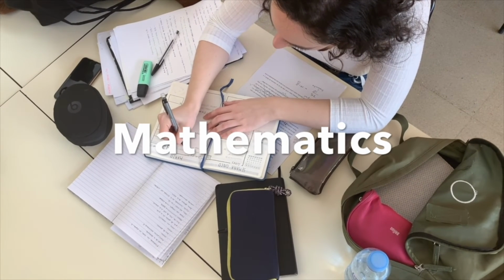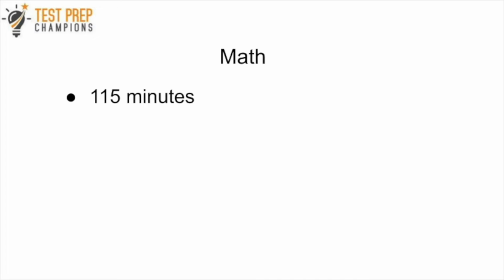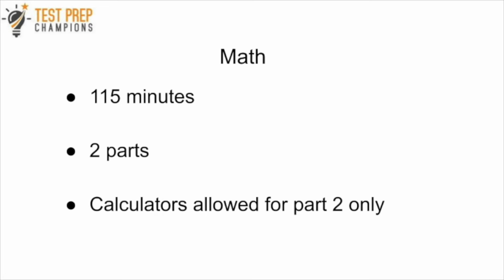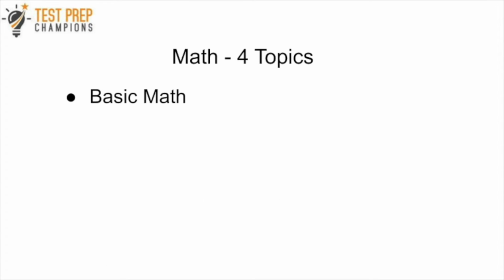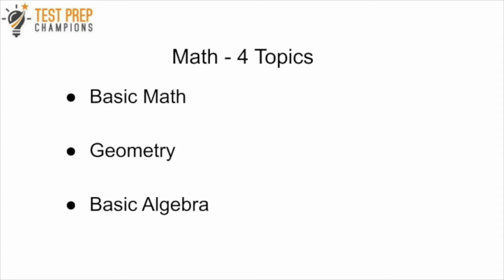Now let's talk about the math section. On the math section, you'll have 115 minutes total, and you'll have 2 different parts. For the first part, you won't be able to use a calculator, but you can for the second part. Note that the first part is very short, so you'll be able to use your calculator for most of the test. They'll give you a formula sheet you can use on your computer during the test. The 4 topics on the math test are basic math, geometry, basic algebra, and graphs and functions.